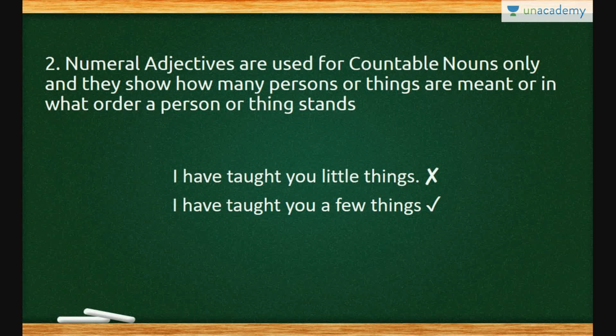Now it states that I have taught you little things. The correct form would be I have taught you a few things. Now a few things can be counted. There, if you say many things, you can say many. Many is also used with countable nouns, but you can't use little. Little is for uncountable nouns.